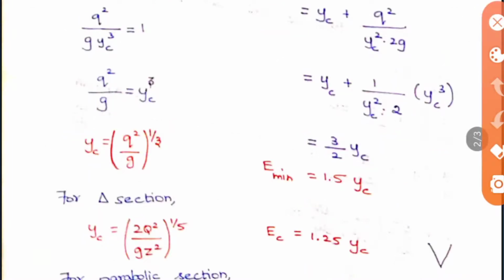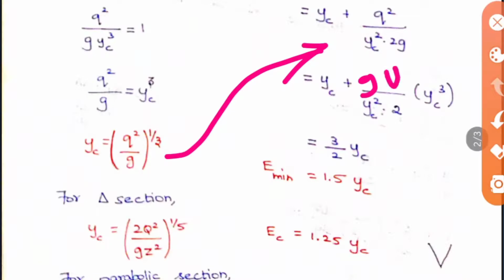And then here we are going to substitute the thing which we have found here. So we have found that Q square is equal to g into yc cube, and I have substituted that here. Instead of Q square, you can write g into yc cube. So g and g will get cancelled, and yc cube alone will be coming here. When this gets cancelled, you'll be getting yc by 2. yc plus yc by 2 will give you 3 by 2 yc, that is 1.5 times the yc.